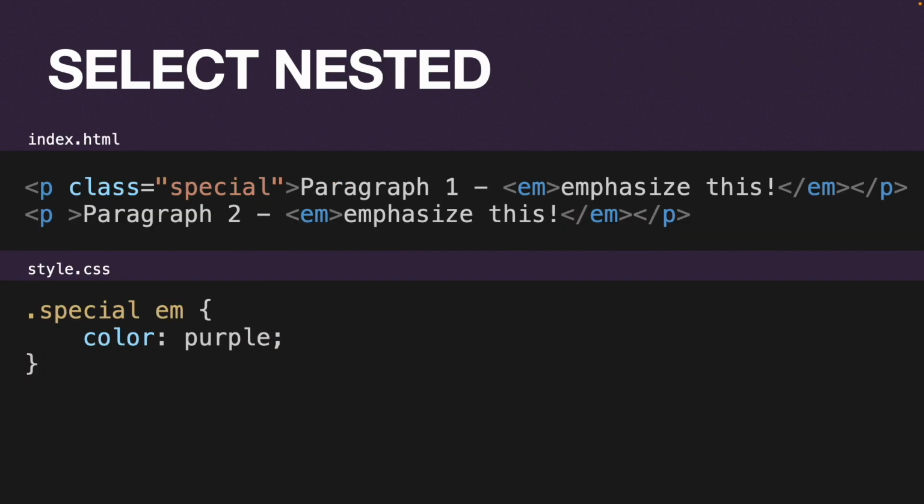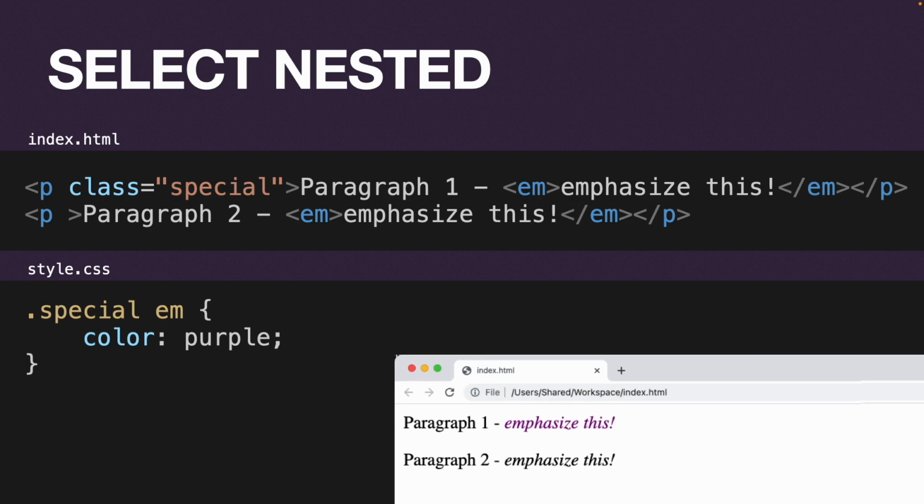Now, maybe you have something that's nested. So in this case, we have 2 different paragraphs, and the first one has the class special. Inside both of these paragraphs, we have a little bit of text that's emphasized, and we want to color the emphasized text in the special paragraph purple, but not the emphasized text in the other paragraph. So we do that by pointing to the class once again with a dot first, so .special to denote the class special, and then a space, and then EM to say that we want any emphasized elements inside of any element that has the class special. So here we get the text "emphasize this" in purple in the first paragraph.